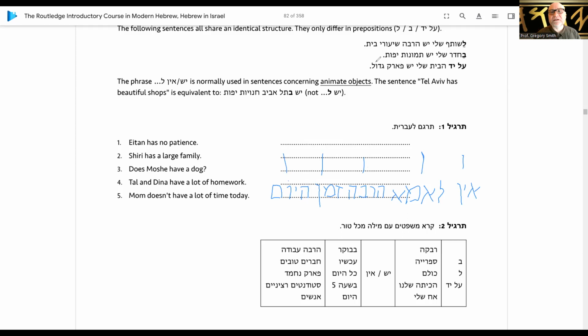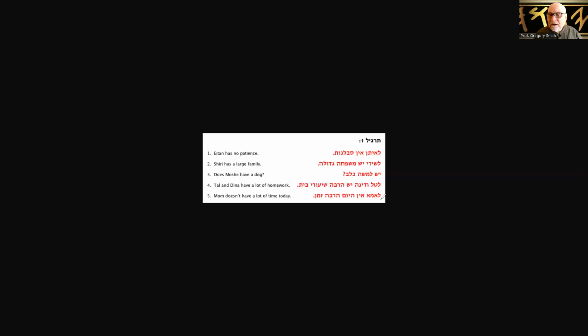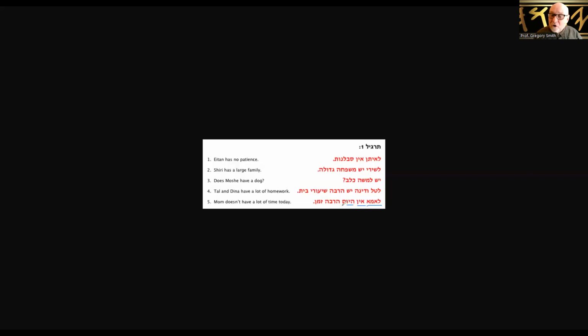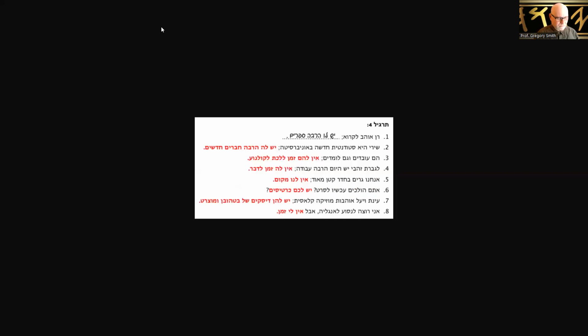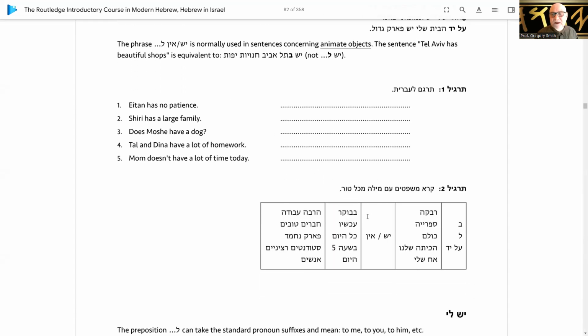So let's see what their answer key says. Okay, so look at how they put it. They put le'ima, to mother, ain, there is not. Hayom, today. Oh, look at this. They put hayom here. Harbe zaman, a lot of time. So they put le'ima, there is not hayom. So it's like to mother, there is not today. Harbe, a lot, zaman, of time. All right, so that's Targila 1.